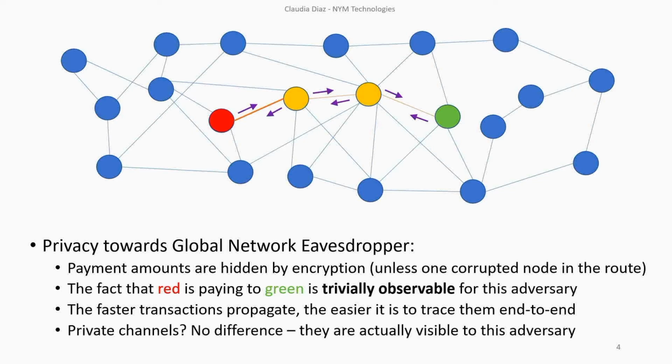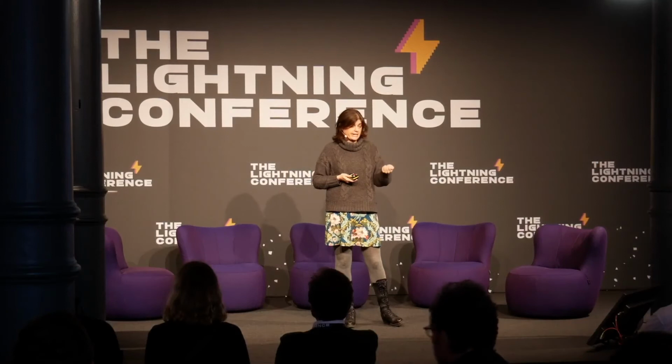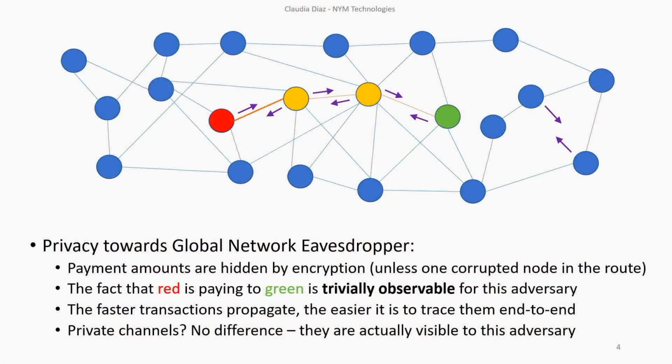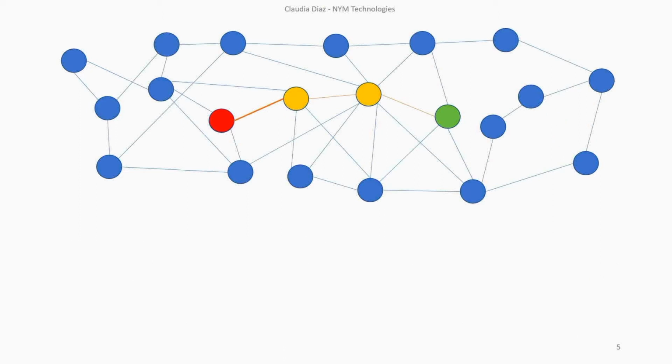And private channels don't make much of a difference, because this adversary is able to see that nodes in this graph are also having transactions, and if there is not a link in the public graph, that means that a private link exists, and therefore they can complete their own version of the graph saying, okay, there is a private channel that is not advertised, but I can see that it exists because these two nodes are executing a protocol that has a traffic fingerprint that is consistent with making a payment. All right, so this is towards the global network adversary.